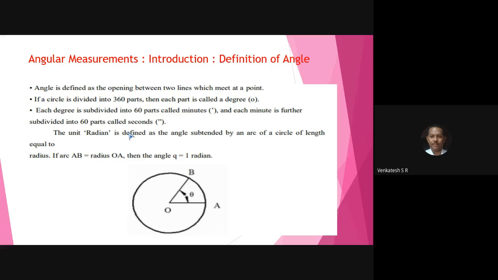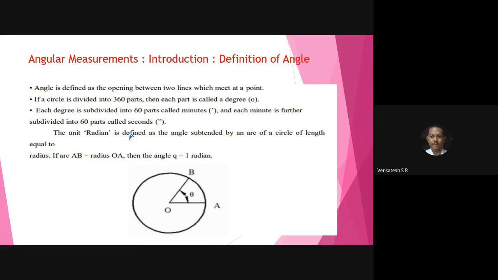Next, come to the point, very, very important: angular measurement. First, the definition of the angle. How do you define the angle? Angle is defined as the opening between the two lines which meet at a point.